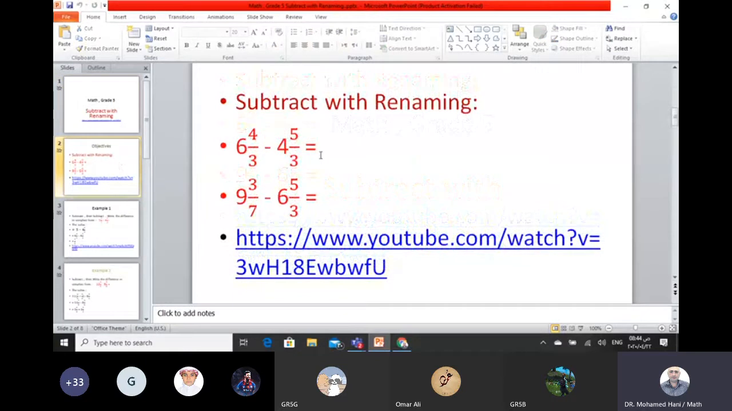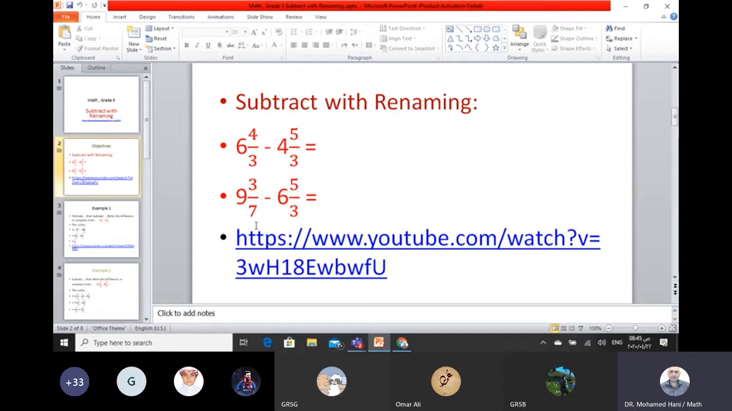Okay, today we want to learn subtract with renaming. As you see here we have a mixed number, and here we have a mixed number, and here we have minus. See here, the whole number here is 6, the whole number here is 4. The fraction here, as you see, the denominator here is 3, the denominator here is 3. So we have like fractions. The problem here, the numerator here will be 4, and the numerator here will be 5. Now 4 minus 5, impossible. I cannot do this operation. What I do today, we want to learn what I do to solve this problem.